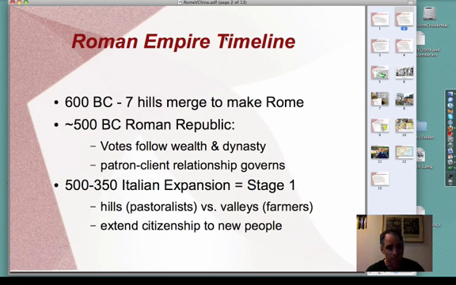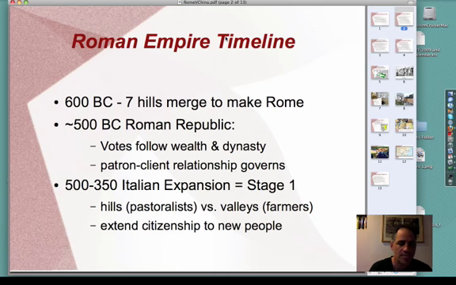I like to think of the Roman Empire expanding in two stages. The first stage is really Italian expansion. This is the expansion of Rome to the point where the Romans are in charge of all of what we know today as Italy. This is something that happens over the course of 150 years, from 500 to 350 BCE. And here the conflict is between pastoralists, people that farm goats and things, up in the hills, and arborists or farmers who grow crops down in the valleys.